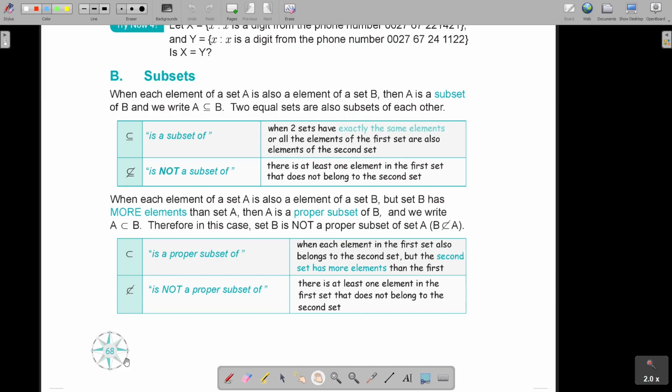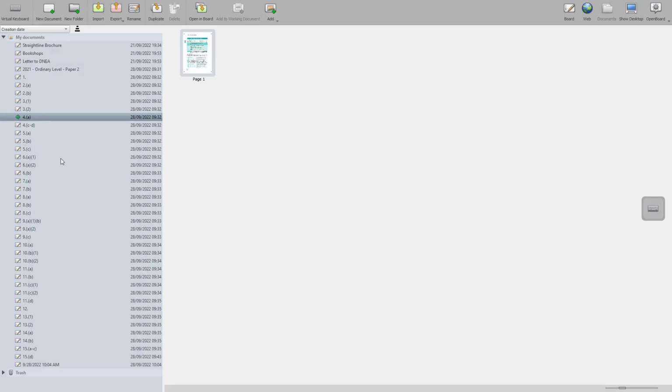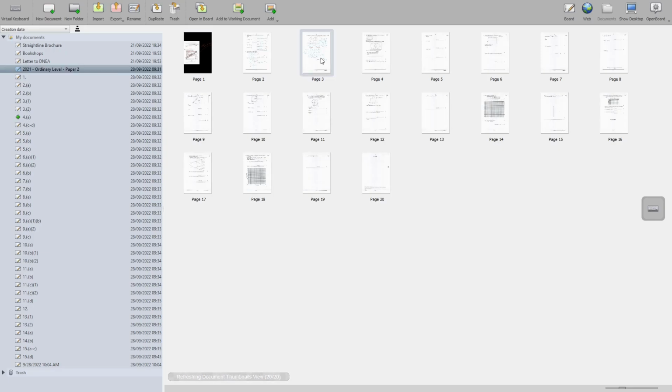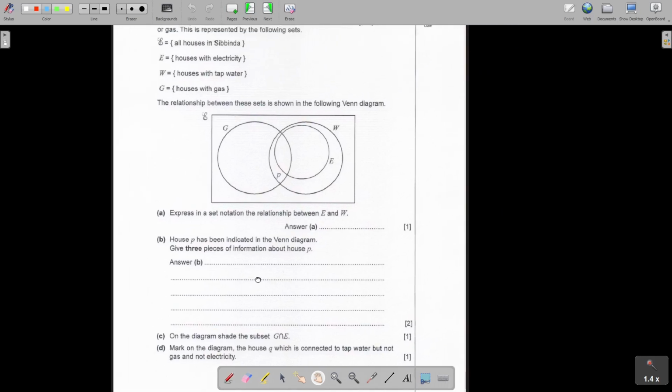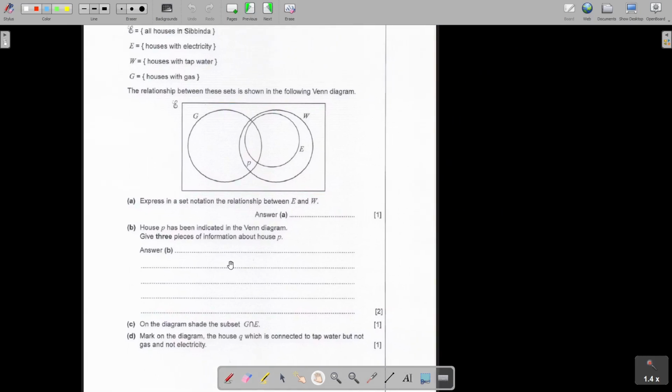Okay. So with this in mind, I go back to the question paper. Now, you can see from the diagram that there can be more elements here. So in W, water, there's more houses having water than electricity. But then I'm just going to write it like this. I'm going to say electricity is a proper subset of W. I don't make the equal sign because they're not fitting exactly onto each other.